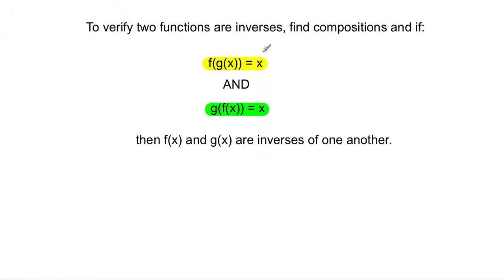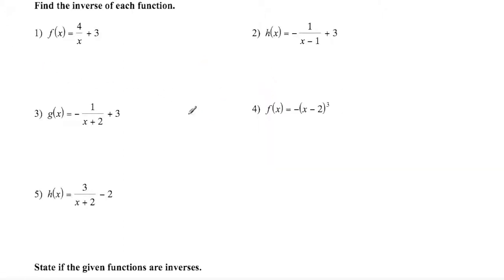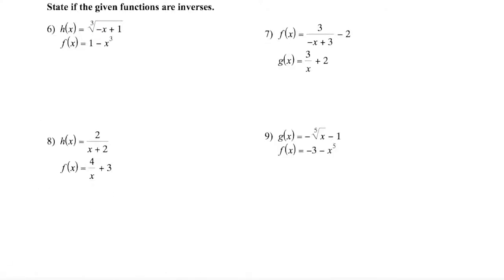And here's that, again, written out. Again, just saying that if you have two compositions of functions and they both equal x, these two functions are inverses of one another. So, first off, for these problems, we're going to find the inverses. And then for the next set of problems, given two functions, we're going to see whether or not they are inverses.